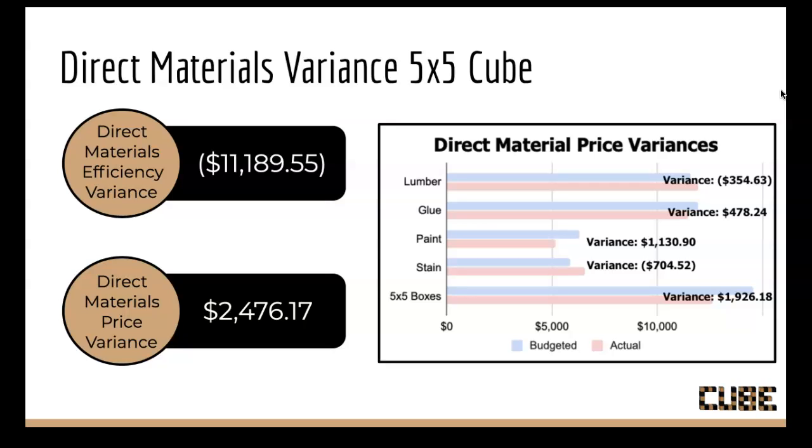Our direct materials price variance for the 5x5 cube was $2,476.17, which was favorable. There were two large favorable variances, which was paint and our 5x5 boxes. Paint had a favorable variance of $1,130.90, and our 5x5 boxes had the largest favorable variance of $1,926.18.